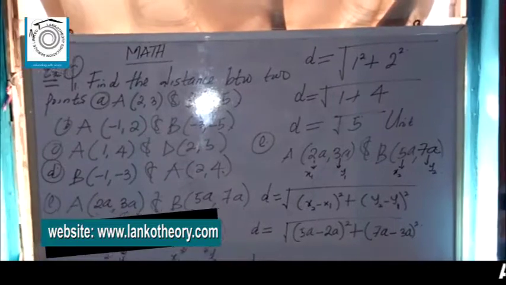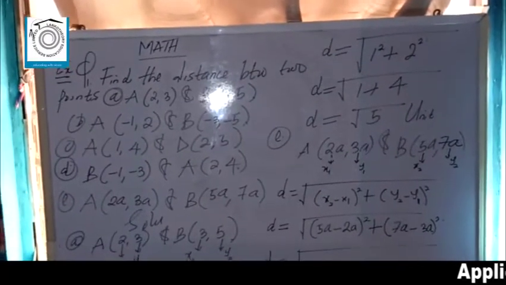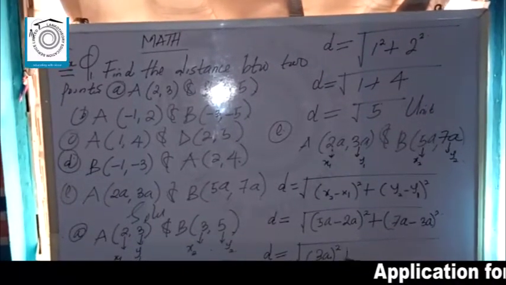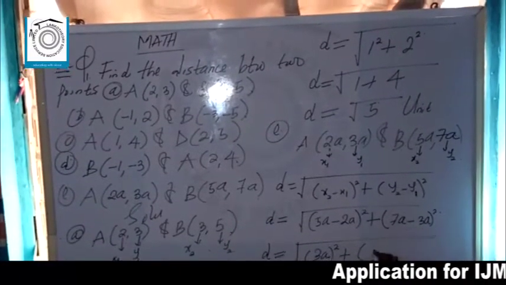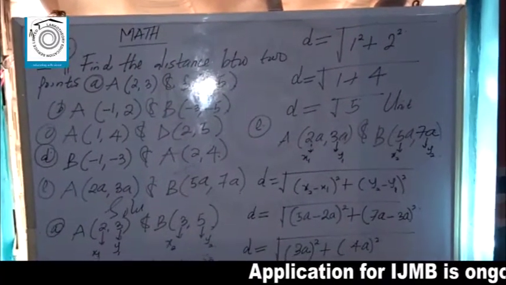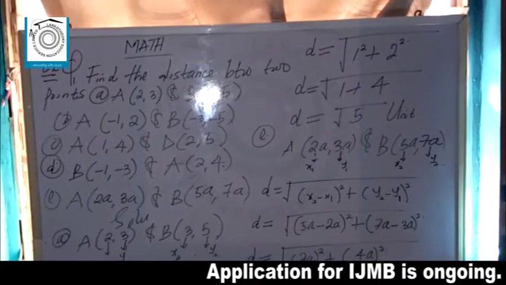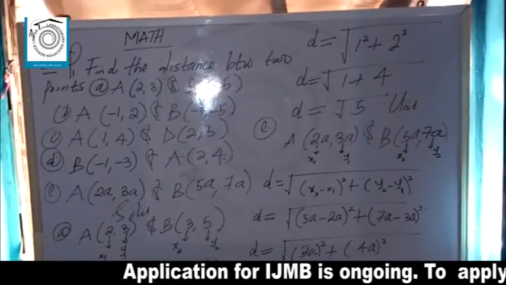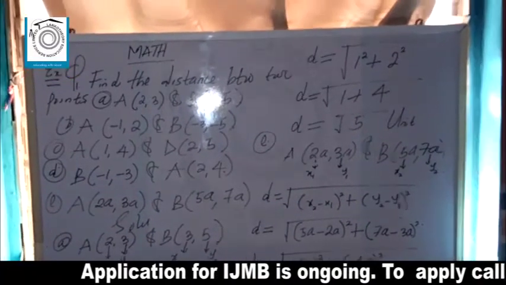We simplify for that. The distance between the points will be equal to the square root of (5a minus 2a, which will give us 3a) raised to power 2 plus (7a minus 3a will give you what? This is 4a) raised to power 2. On simplification, this will be equal to the square root of 9a square plus 16a square. So 9a square plus 16a square will give you the square root of 25a square.